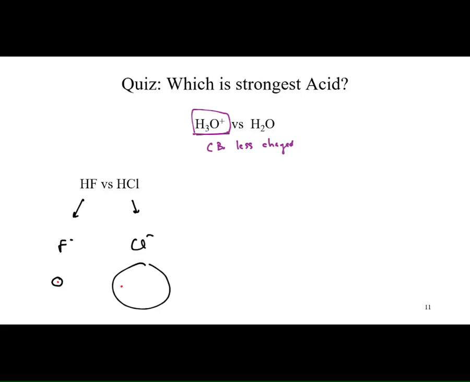Which of these circles, if you were forced to, would you put your hand into? Probably go with the Cl one because it's bigger. You'd be less likely to get shocked. The same thing's happening for our electron. That electron has more space and is therefore more stable. The chloride is a more stable negative than the F minus. What does that mean for us? Well, the HCl is now the stronger acid because the conjugate base was less charged.